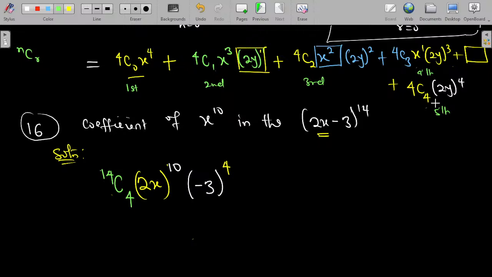So it is the R that determines the position of the term. Since the R here is 4, it means that this is the fifth term. So you just add 1 to it. So this is the fifth term of the expansion, and that is going to fill that space there.